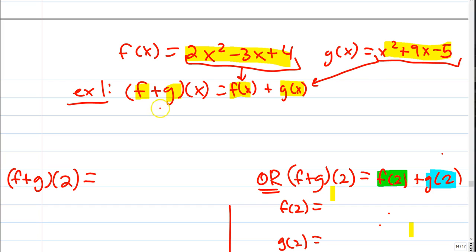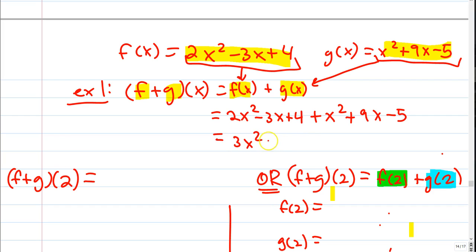So we replace them so that f plus g of x is equal to f of x plus g of x. Then we simplify that, combining like terms. We have, looks like 3x squared plus 6x minus 1. And that is what f plus g of x would look like.